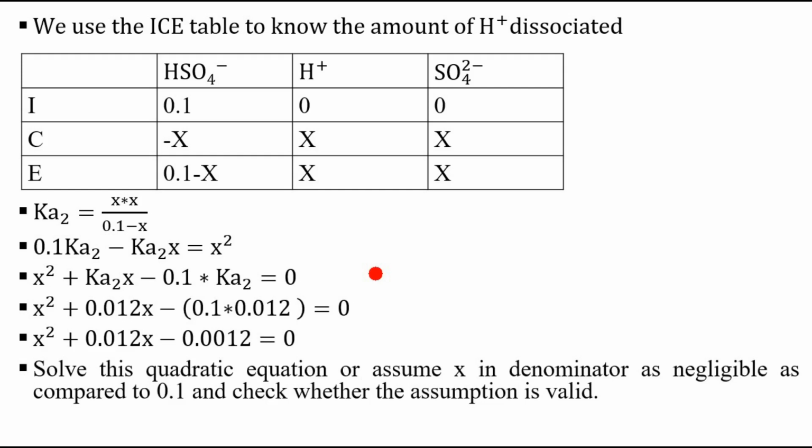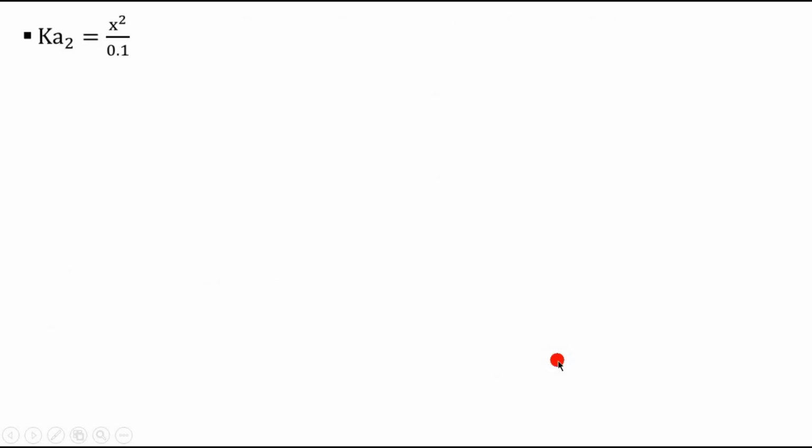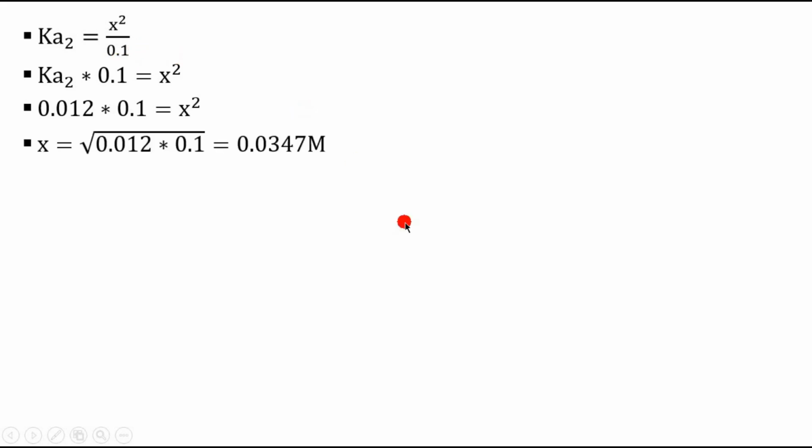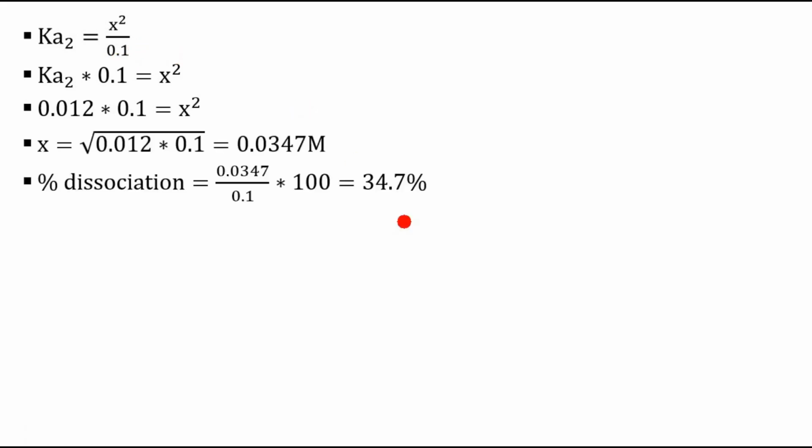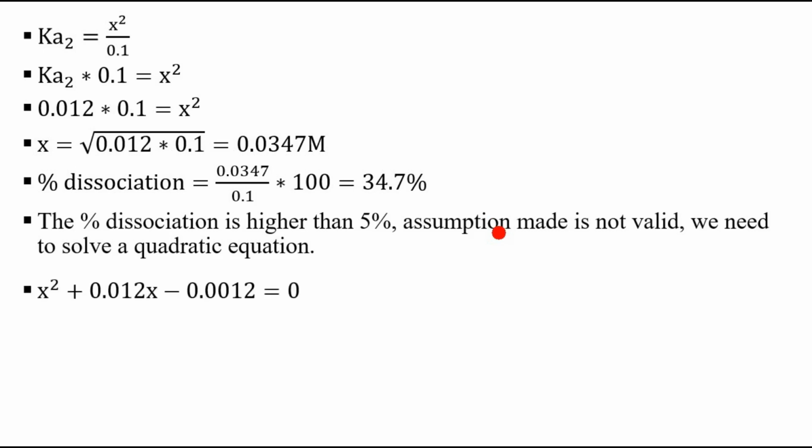Solve the quadratic equation, or you can assume x negligible here. If we assume x negligible and verify the assumption, that's what we get. We are making x negligible here, and then we get the percent dissociation equal to 34.7%. That means the assumption is not valid. The percent dissociation is higher than 5%, so the assumption is not valid. Here we need to use the quadratic equation. We need to solve a quadratic equation.